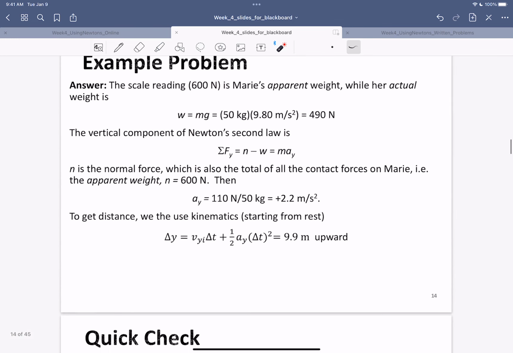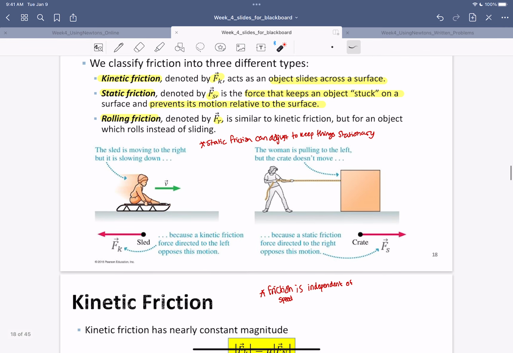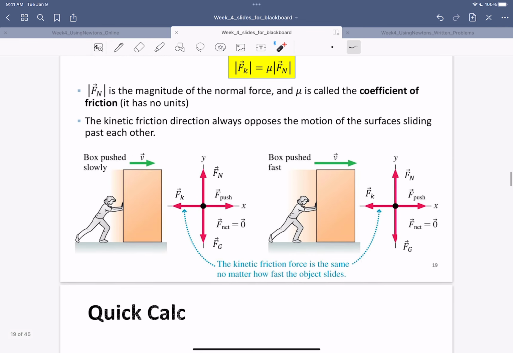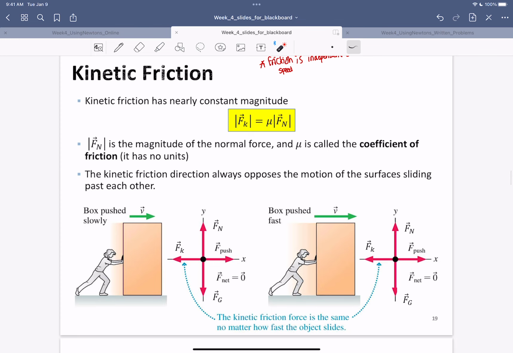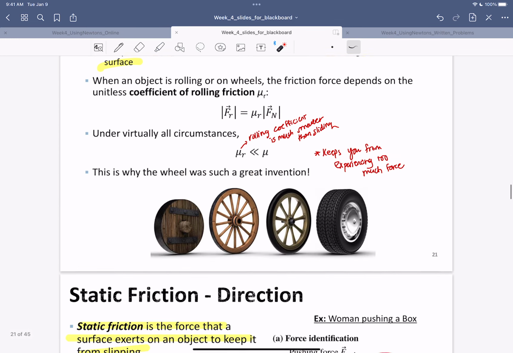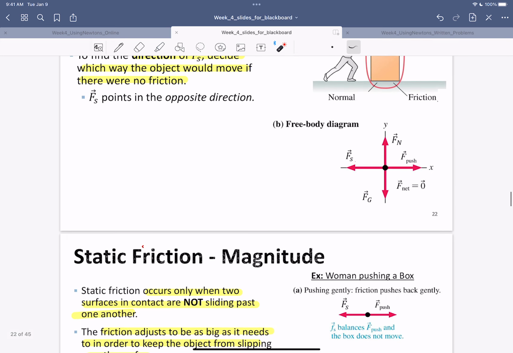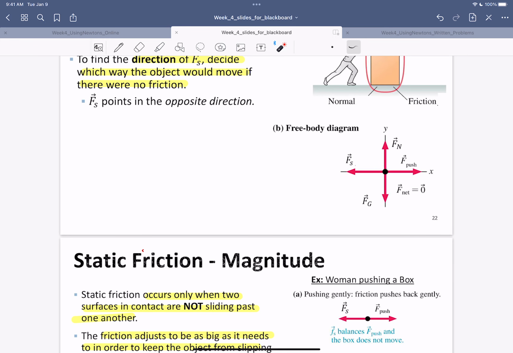But that's kind of it for the apparent weight stuff. Friction: kinetic, static, rolling. Kinetic is sliding friction. Static is going to keep you from slipping, like I said earlier. The static friction force is the force that exerts on an object to keep it from slipping. And you only witness that maximum static friction force, like we had that problem where there's a minimum pushing force, for example, right?